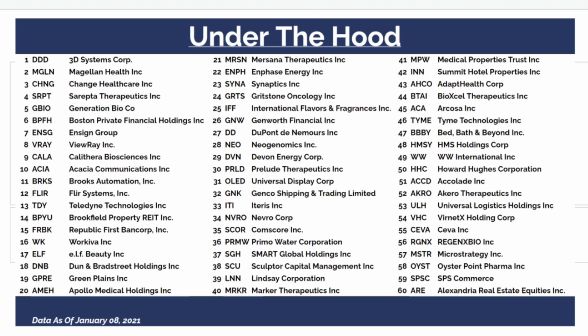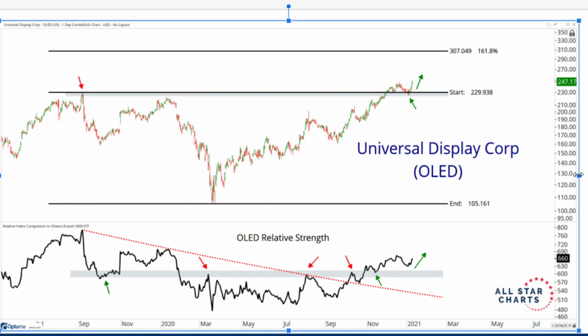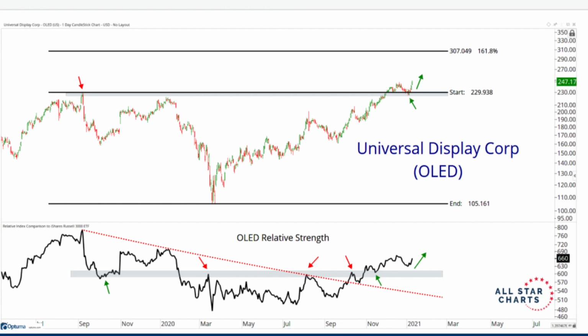All right, another name from the Under the Hood list. As you can see, there's a bunch of them. Another name that I like a lot is OLED, Universal Display Corp. This is a great example of a name that I've never heard of in my life. Maybe you guys have, and I'm the weird one that hasn't heard of it, but it hasn't been on my radar. I think they do something for Apple or something like that. Maybe I'm making that up. I don't know. It doesn't really matter to me.